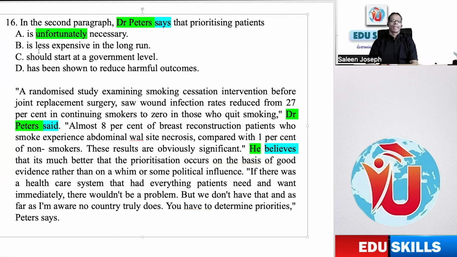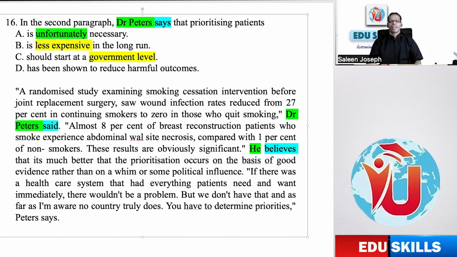The second option speaks about less expensive, which means expense. The concept is expense. Sorry, I should not put it red because we have not decided which is the answer, right? Okay, yellow. Then should start at government level. This speaks about who has to do it. Okay. The third one, fourth one.